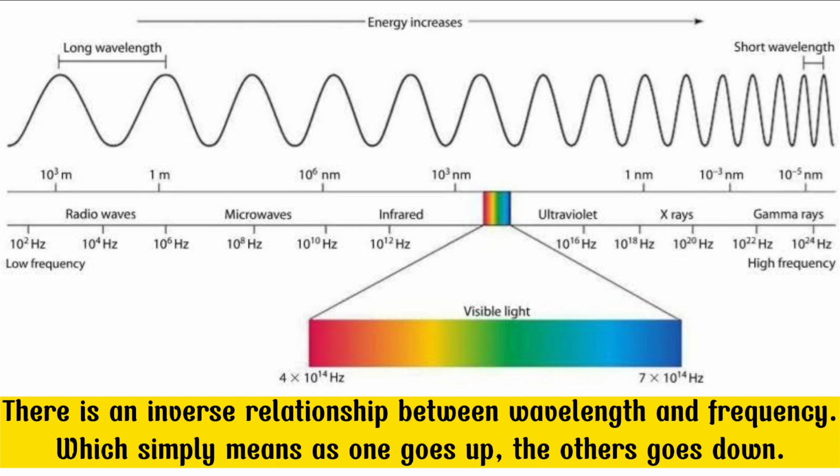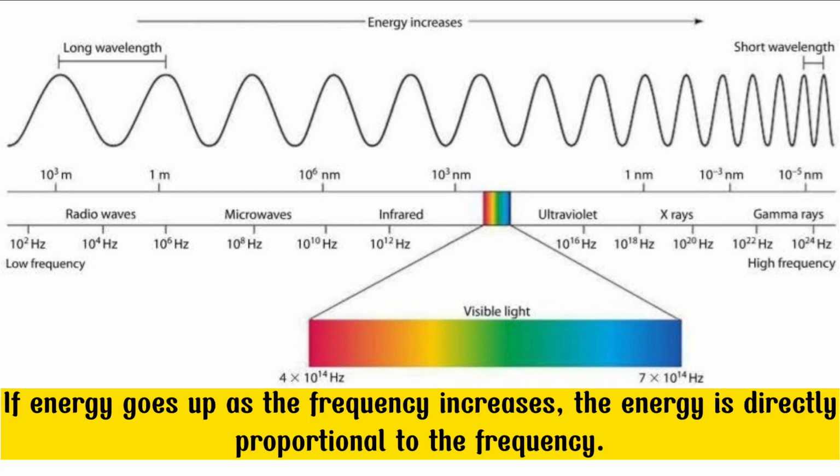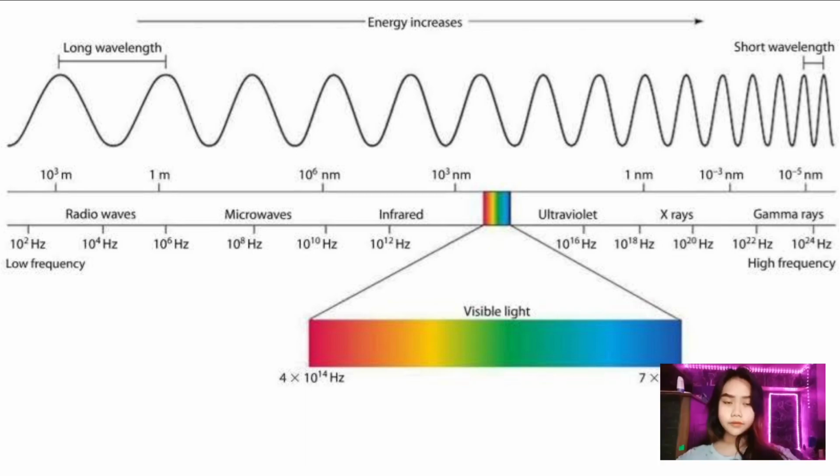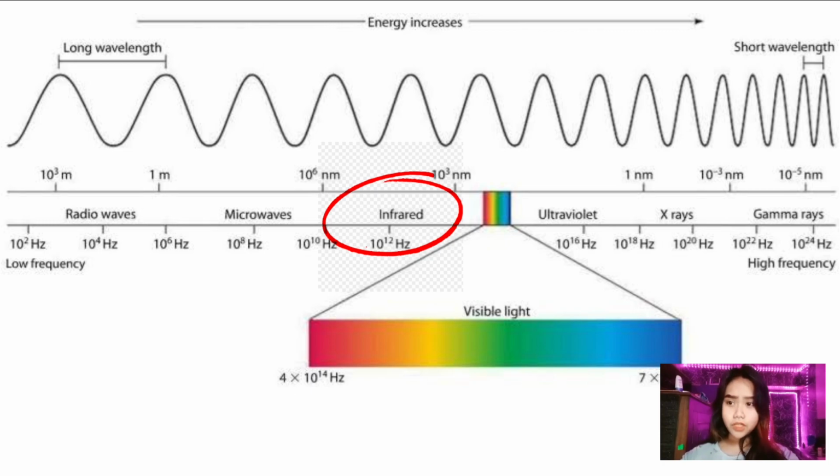There is an inverse relationship between wavelength and frequency, which simply means as one goes up, the other goes down. If energy goes up as the frequency increases, the energy is directly proportional to the frequency. Example: radio waves have low energies, microwaves have a little more energy than radio waves. Infrared has still more energy.